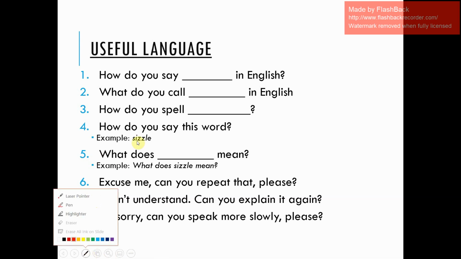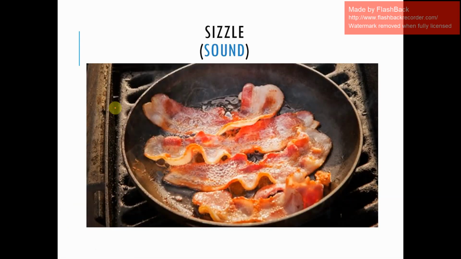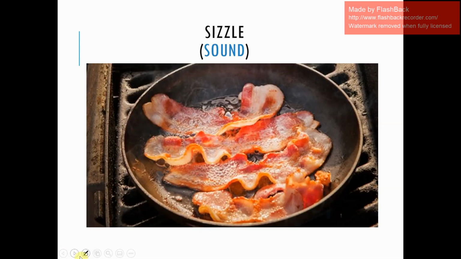So let's take a look at an example here. This example, sizzle. Anybody know this word? Sizzle. You definitely know this word. Maybe you've just never used it before. So what is the sound when you are cooking your samgyeopsal? That sound, sizzle. So that is that word, right? Sizzle. That sound of cooking gogi, that is the sizzle sound. So you can get an example here. How do you say this word? Pronunciation, sizzle. What does sizzle mean, right? The meaning, it is the sound of meat cooking. So just an example of how you can use those references to ask questions.